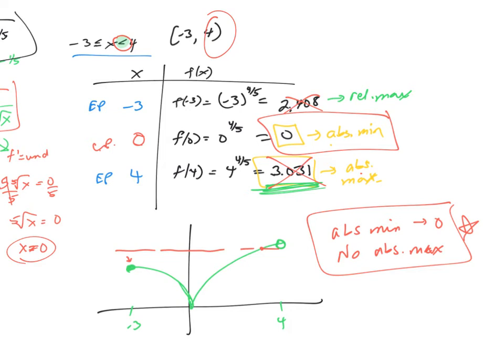I know, trick question. As soon as I change that to a less than or equal to and made it a closed interval, now you would have both an absolute minimum and the absolute maximum would have been the 3.031.